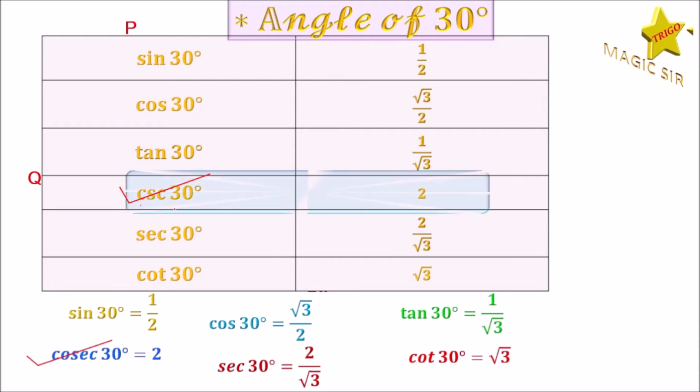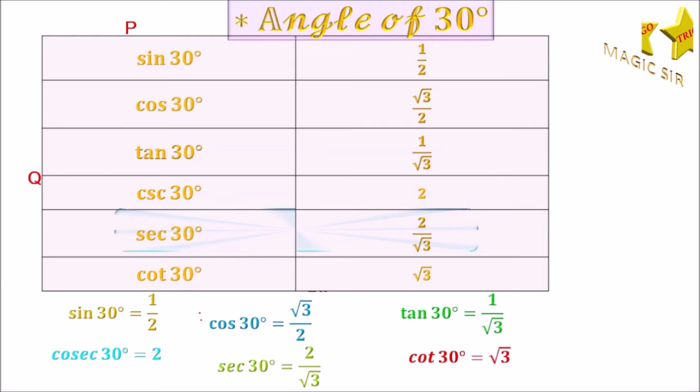Cosec 30 is equal to 2. See the animation in the fourth row of the table. Sometimes we write CSC instead of cosec. Sec 30 degree is equal to 2 upon root 3. See the animation in the fifth row of the table. And last, cot 30 degree is equal to root 3. See the animation in the last row of the table.